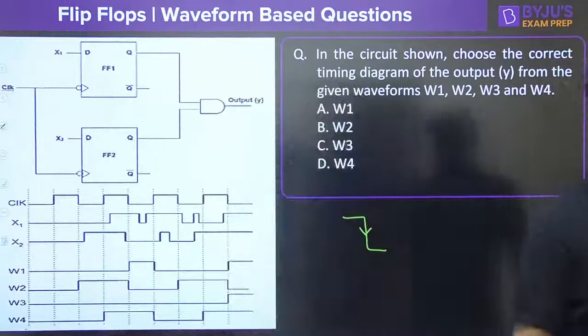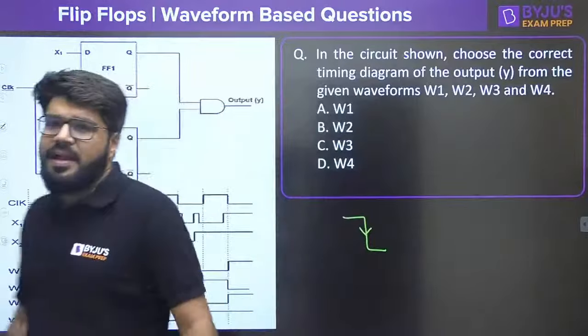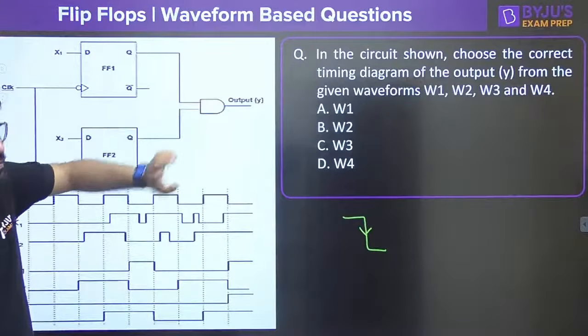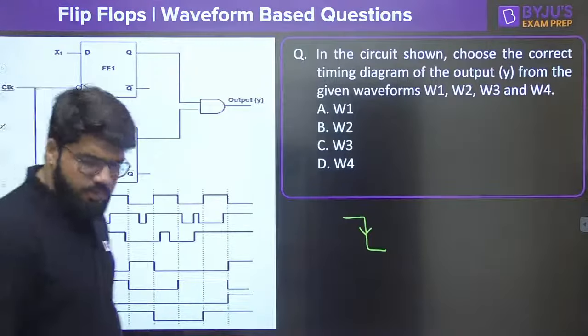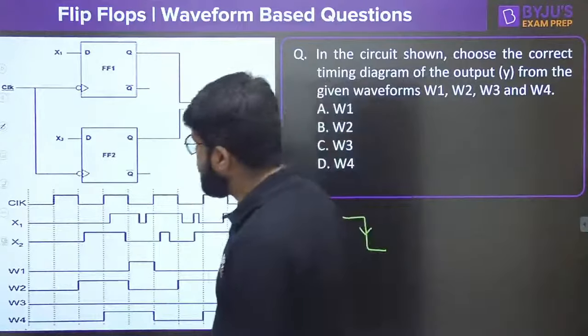So both the flip-flops are D flip-flops and negative edge triggered, and whatever is the output of the D flip-flops, both are ANDed to obtain the final output Y. What is the output Y out of the given waveforms W1, W2, W3, W4? Come on everybody, let's start looking into this.